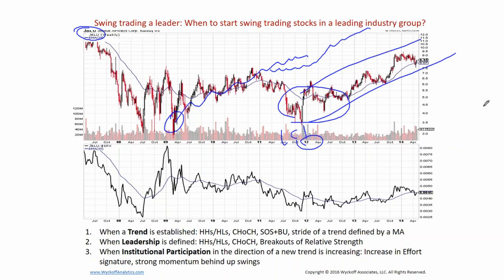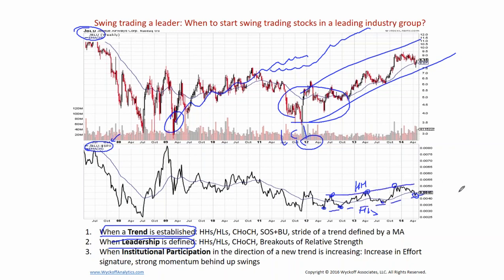So what we want to see before we start swing trading this stock, we want to make sure that the trend in the stock is established. We want to understand that the leadership is also defined, and here the leadership we are defining through the group itself, not necessarily through the stock. And then we are kind of seeing that even in the stock itself, relative to the market, S&P, we are starting to see higher highs and higher lows in this area. So we are establishing a trend.